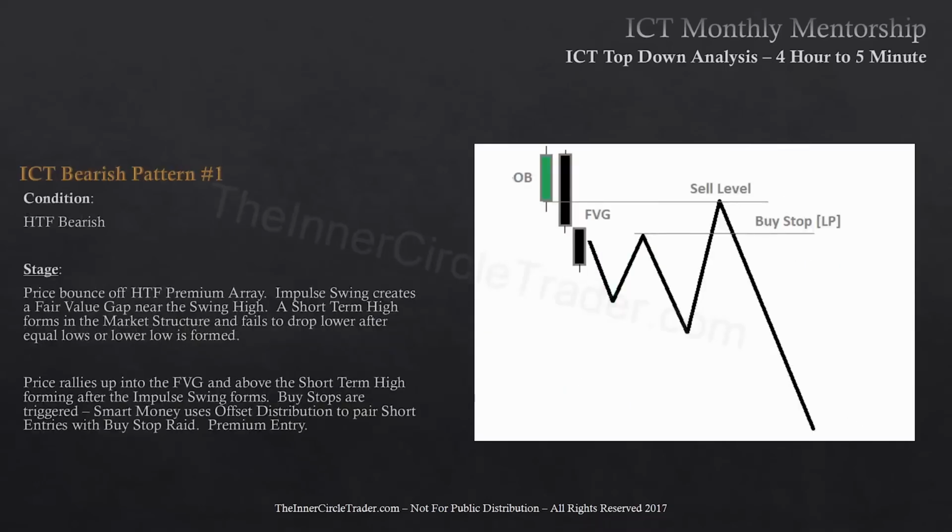Okay, this is ICT bearish pattern number 1, and the condition is obviously higher time frame is bearish, and the stage or pattern is this. Price bounces off of a higher time frame premium array. An impulse swing creates a fair value gap near the swing high. A short-term high forms in the market structure and fails to drop lower after equal lows or a lower low is formed. Price rallies up into the fair value gap and above a short-term high forming after the impulse swing forms. Buy stops are triggered. Smart money uses offset distribution to pair short entries with buy stop rate.